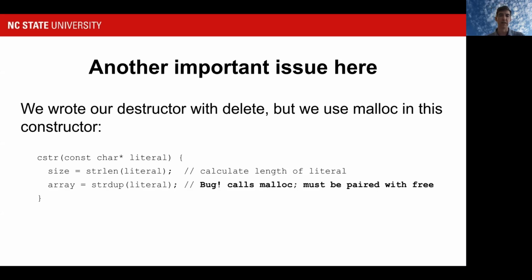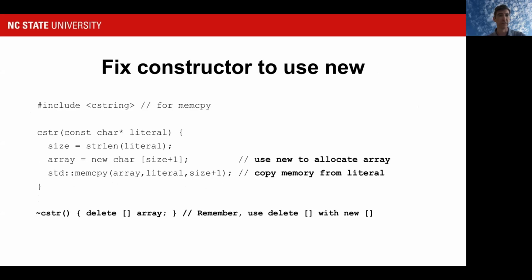So rather than having to figure out, did we call new or did we call malloc before, let's just rewrite this constructor so that we definitely use new. So what we're going to do instead is figure out how big the literal is by calling string length. This is fine. String length doesn't allocate memory. And then we use new to allocate a new array. And then I use this function called memcpy that's available in C++ that will just copy the contents of the literal into the new array for us. And I make sure and set this size big enough to include the null character to make sure we get that sentinel value copied over.